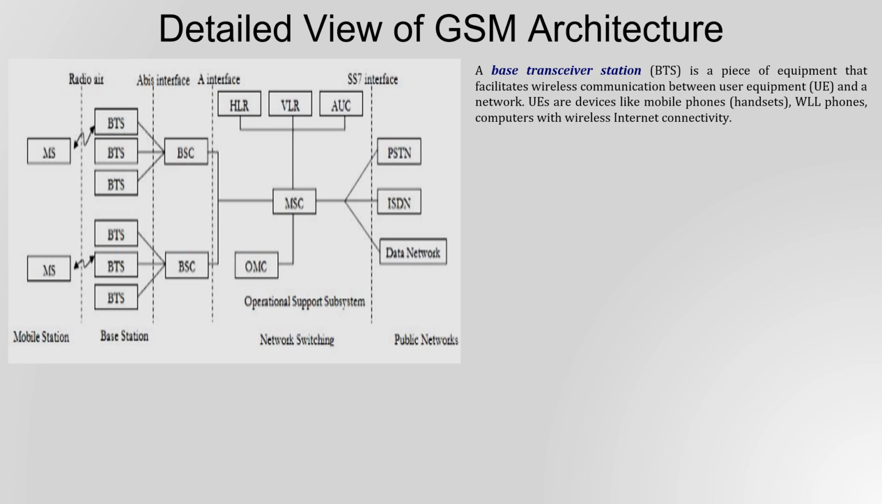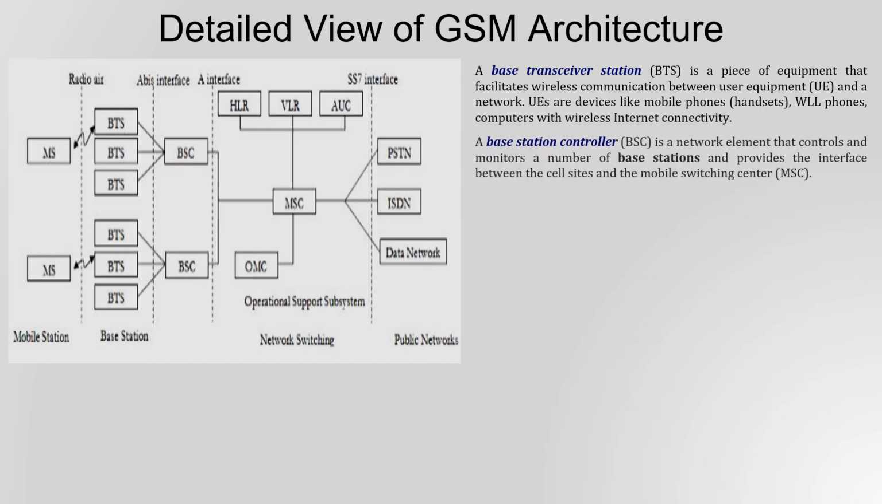There will be several BTS responsible for covering one particular cell, and the signals collected from every BTS will be combined and forwarded to the BSC. The BSC is nothing but the base station controller, which receives the signals from multiple BTS, monitors many base stations, and provides the interface between the cell sites and the MSC. This is the main function of the BSC. And next you can see that the signals collected from several BSCs are connected to the MSC.